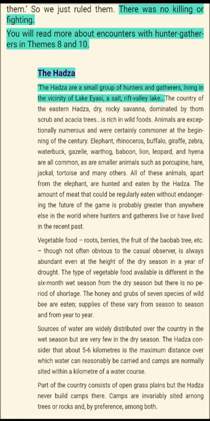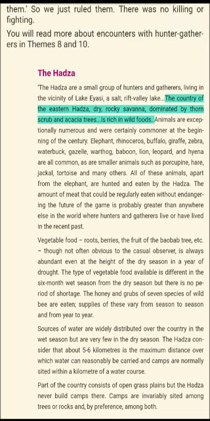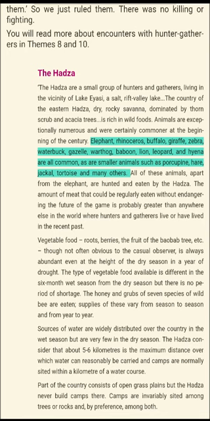You will read more about encounters with hunter-gatherers in themes 8 and 10. The Hadza are a small group of hunters and gatherers living in the vicinity of Lake Eyasi, a salt rift valley lake. The country of the eastern Hadza, dry, rocky savanna, dominated by thorn scrub and acacia trees, is rich in wild foods. Animals are exceptionally numerous and were certainly commoner at the beginning of the century.